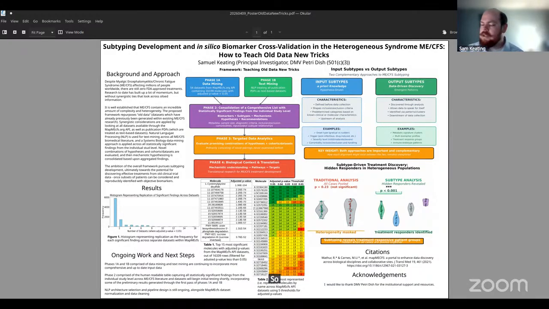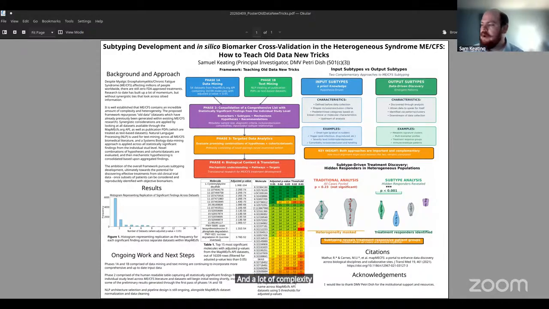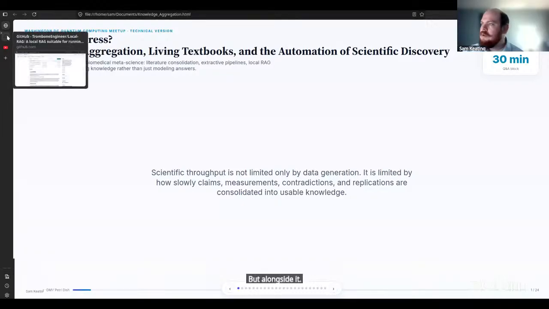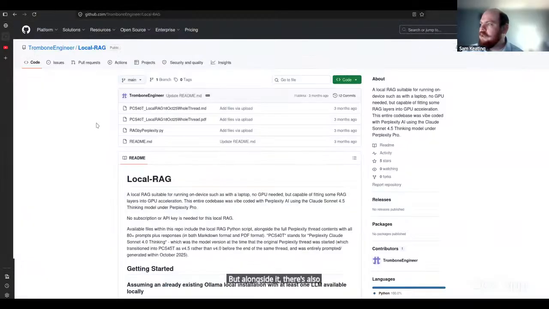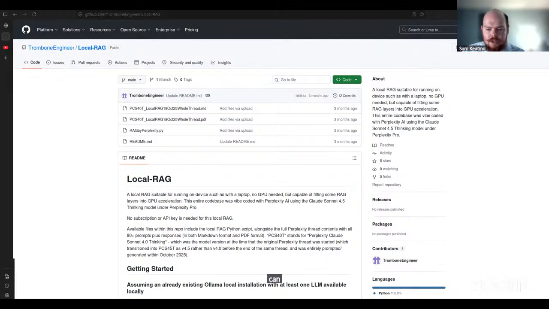Stepping through a couple of the things on the screen share, I'll be returning to each of these in more depth. This poster is definitely rich and has a lot of content in it, and a lot of complexity distilled into it. But alongside it, there's also the GitHub repo that I'll be sharing some links of as well. I can throw this directly into the Zoom chat.